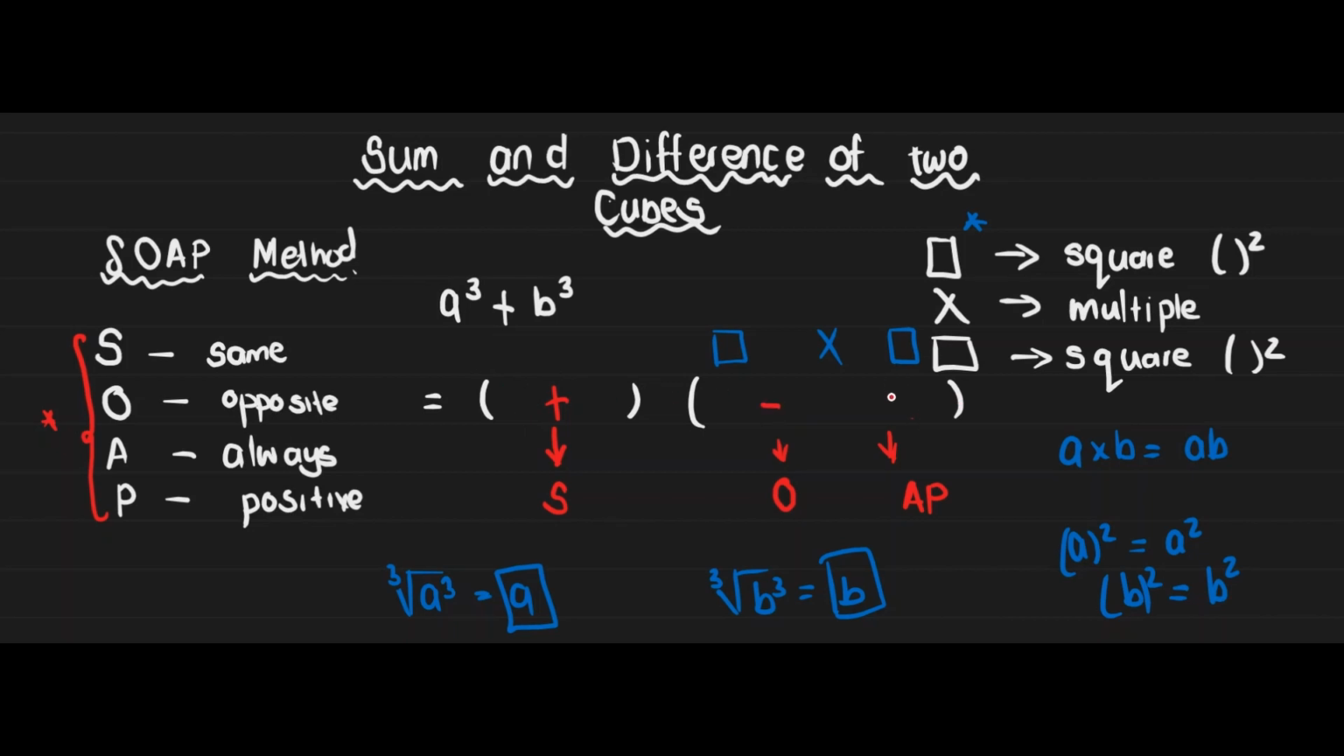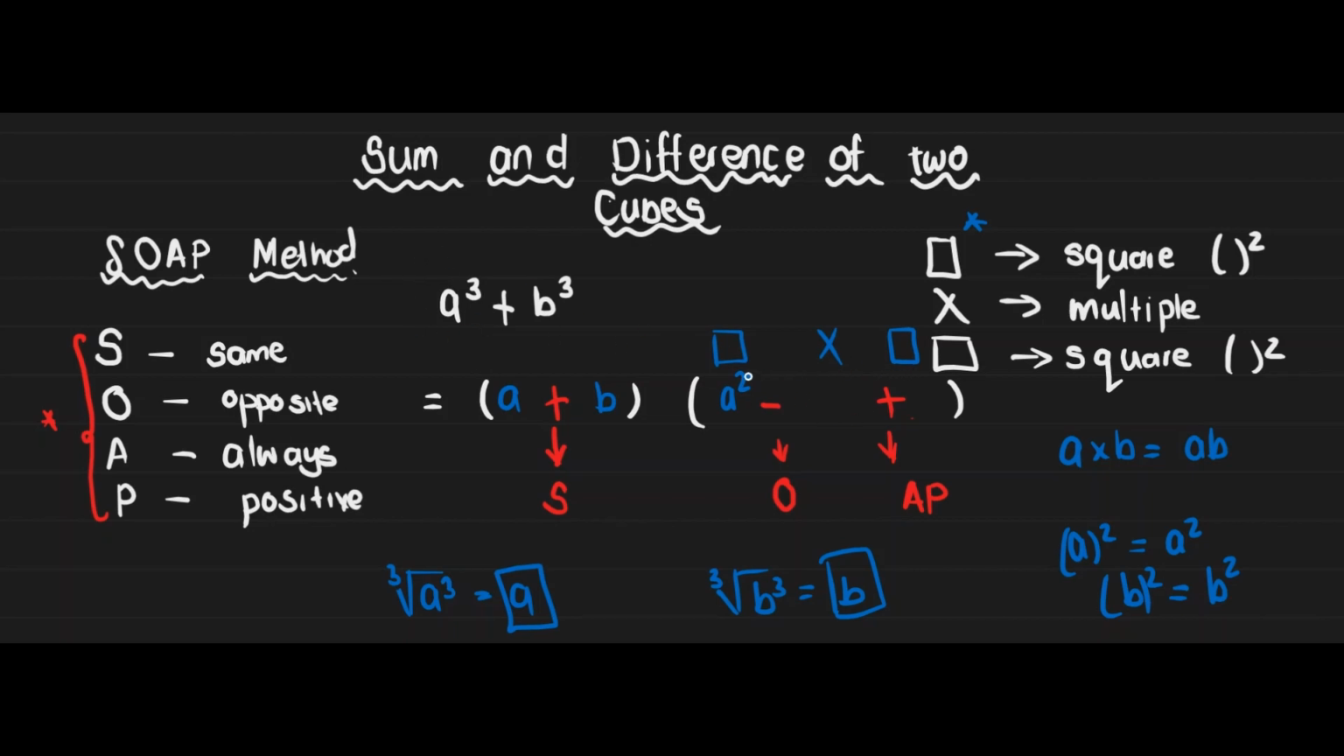And the last one says it's always positive, so we're going to put a plus. So now we already solved what's the cube root of a cubed and the cube root of b cubed. We know the fact that it's a and b. So we're going to write here in blue, this one's going to be a and this one's going to be b, right? Then we know the fact that the first term we need to square it, so it's going to be a squared.